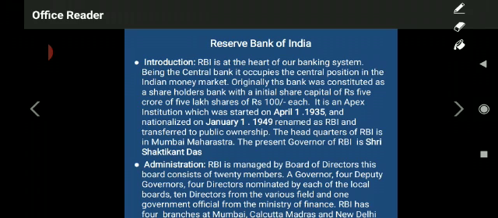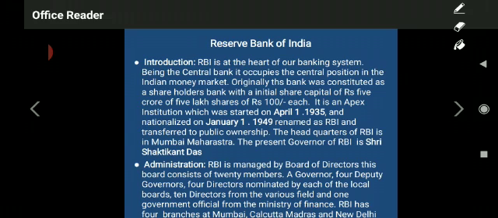And it was nationalized on 1st January 1949, renamed as RBI, Reserve Bank of India, and transferred to public ownership. Public ownership in the sense of government. Public ownership is nothing but government. Presently, the headquarters of the Reserve Bank of India is in Mumbai, Maharashtra. Each country has its own central bank or reserve bank. Likewise, India also has its reserve bank. The head office of RBI is in Mumbai, Maharashtra.